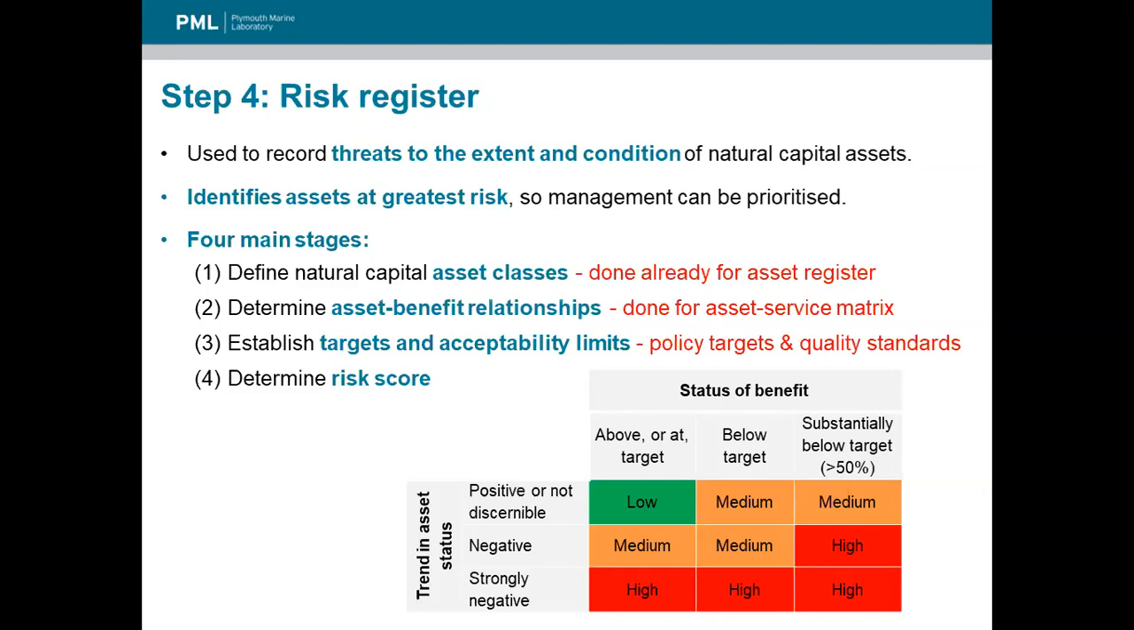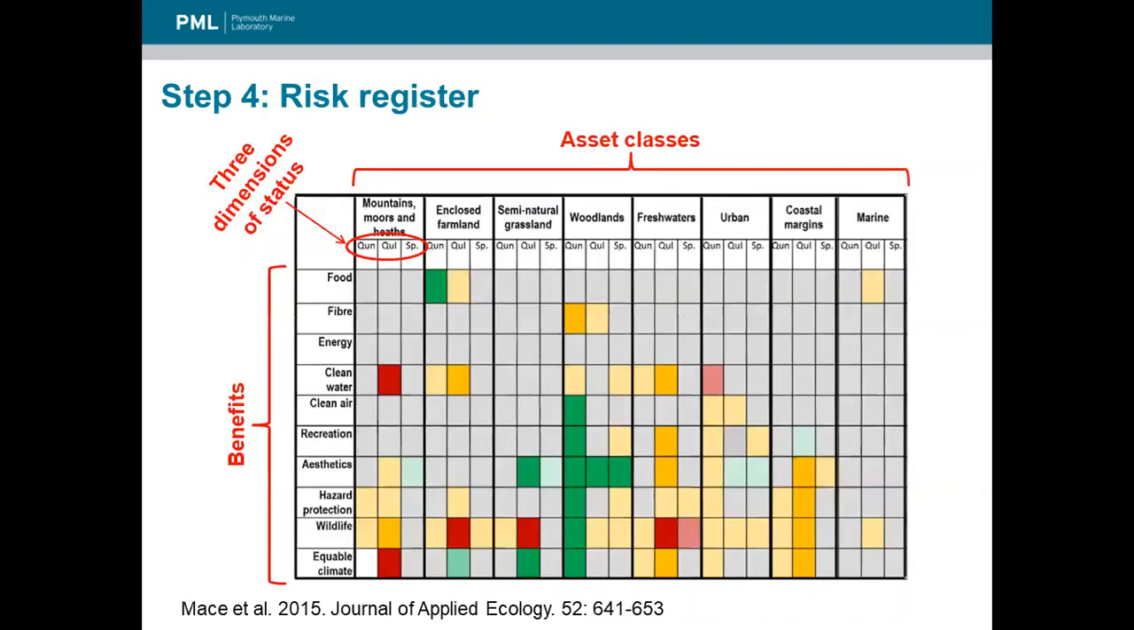So things like looking at increases in stocks or bathing water quality, for example. And then by combining information on the status of the benefit and its trend, you can determine the risk score as per the matrix at the bottom, which shows, for example, that if the trend in the status of your asset is positive or not moving, and it's currently at or above the policy target, then it's at low risk. Whereas anything that has a strongly negative trend or is substantially below target is likely to be at high risk.